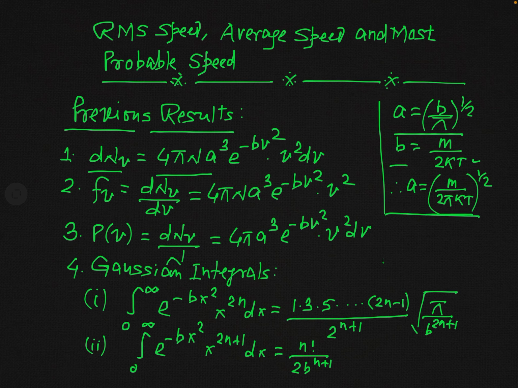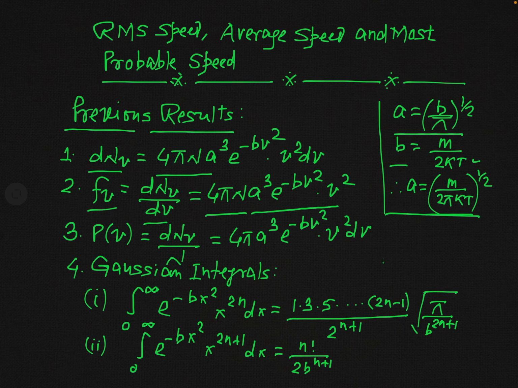Now we have also defined in the previous lecture a very important function which is called Maxwell's speed distribution function, and this is defined as dn_v by dv. And so from this result you can easily see that this function f(v) is equal to 4 pi n a cube times e raised to the power minus b v square times v square.